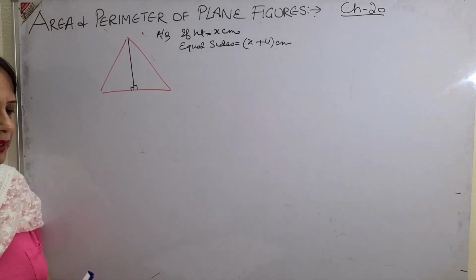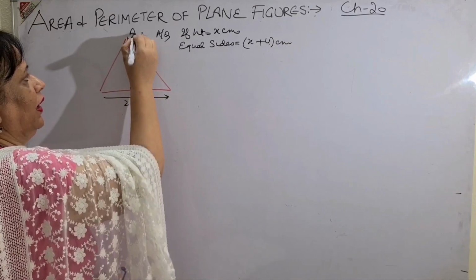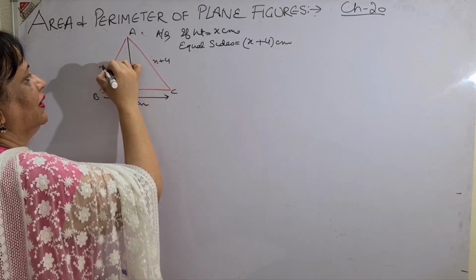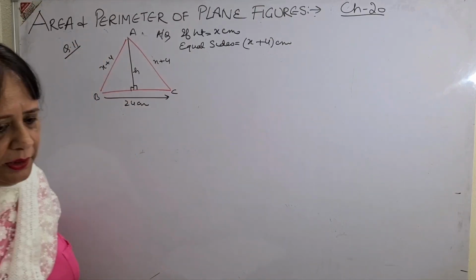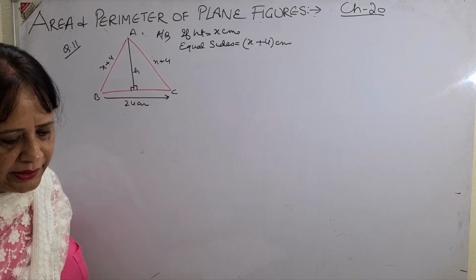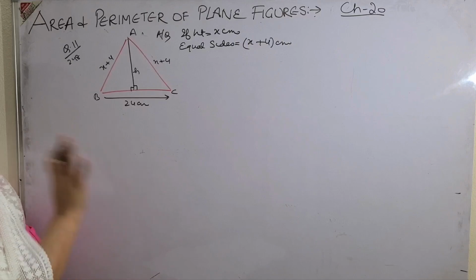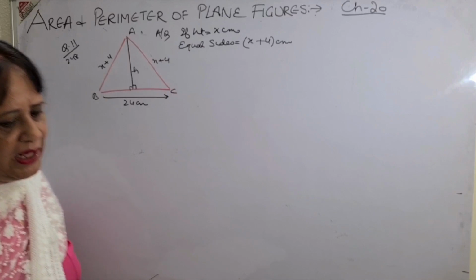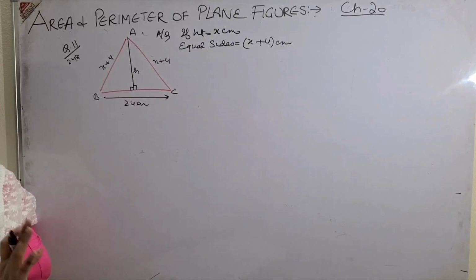Now see, the base is given to be 24 centimeter. A, B, C, this is the height, and I have mentioned everything in the diagram. This will help you out. This is question number 11, page number 248. First of all, I got the data from the question. This is my data. Now he is asking me to calculate the perimeter as well as the area of the triangle. For that, I have to find the height first, and of course then the perimeter and area.